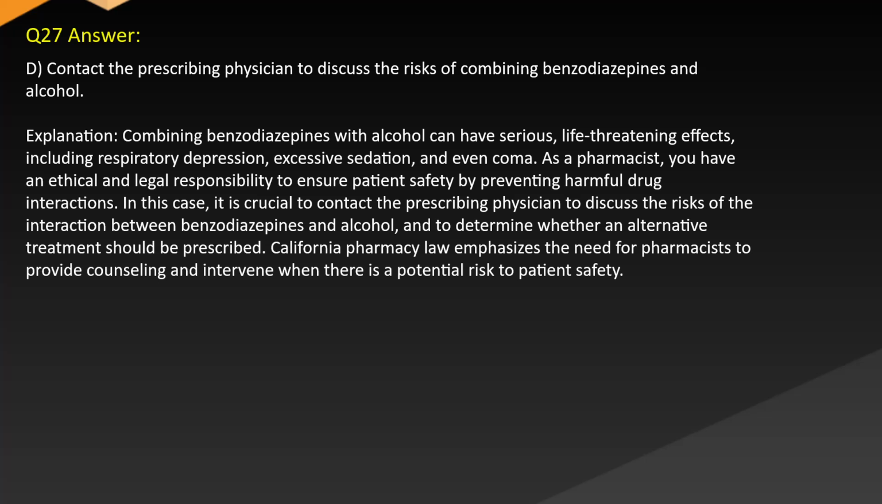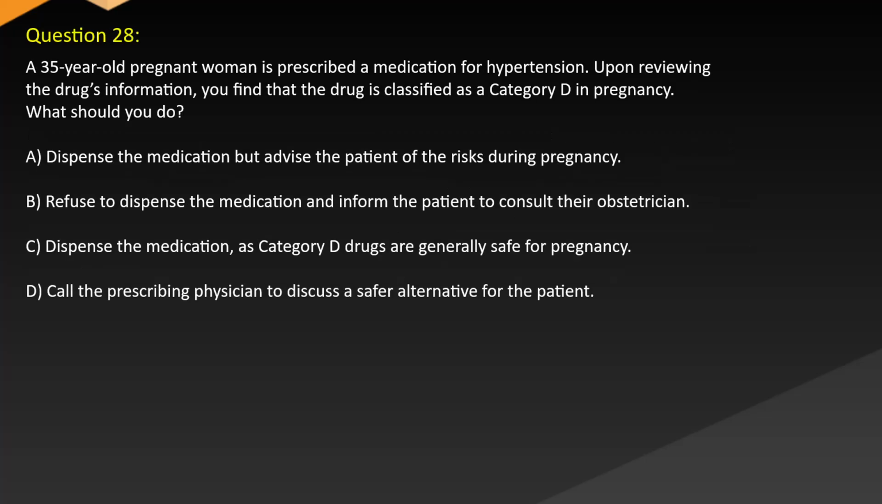California pharmacy law emphasizes the need for pharmacists to provide counseling and intervene when there is a potential risk to patient safety. Question 28. A 35-year-old pregnant woman is prescribed a medication for hypertension. Upon reviewing the drug's information, you find that the drug is classified as Category D in pregnancy. What should you do? A.